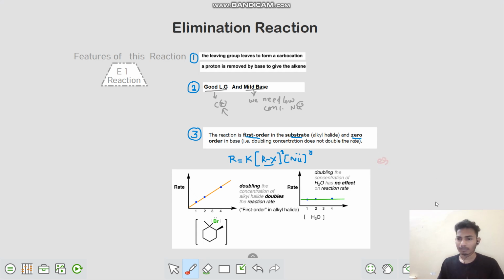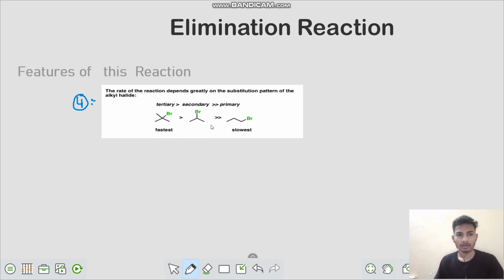Let's see some more features. Rate of the reaction is directly proportional to the formation of the carbocation. So the 3-degree carbocation is more stable than the 2-degree carbocation, than the 1-degree carbocation. So we conclude that for the rate of the E1 reaction, की जो rate होगी वो fastest होगी for the 3 degree and the slowest होगी for the 1 degree halide.